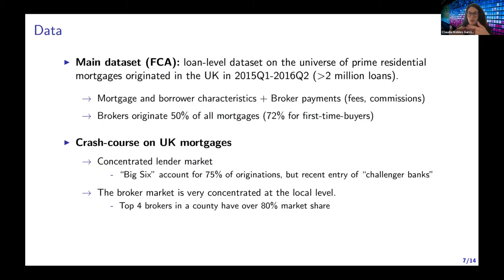The second thing you need to know is that the broker market is also very concentrated in the UK once you zoom in at the local level. If you look at the national level, we have 20 large broker companies, but once you zoom in at the local level, what you see is that usually the top four brokers in the area account for more than 80% of the market. So even at the local level, people do not really shop for brokers. There's four big brokers and basically they have most of the market share.